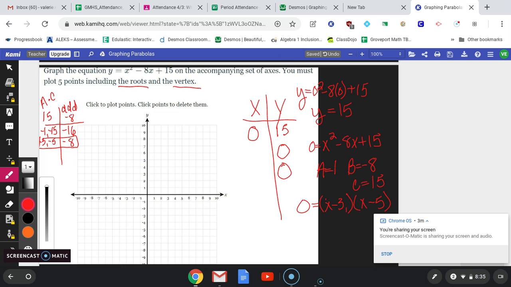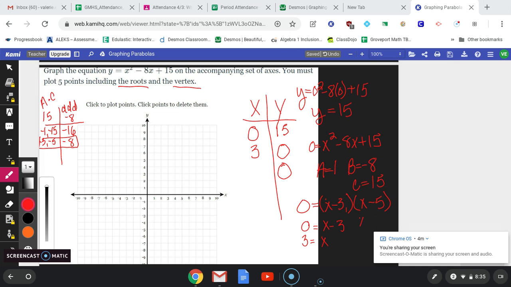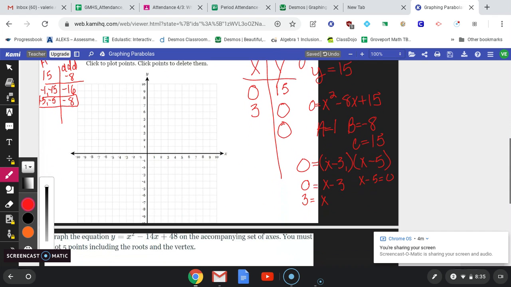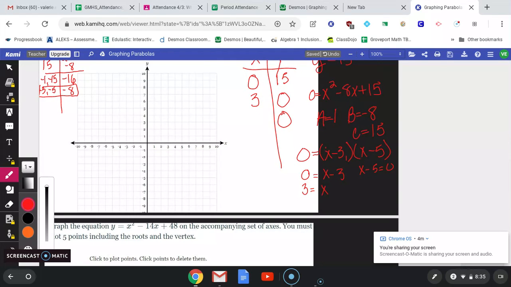Now, to solve for the roots, I have to separate them. So this is the zero multiplication property. So 0 equals x minus 3. And I add 3 to both sides, so x equals 3. So that's one of them. And then I do x minus 5 equals 0. And add 5, so x equals 5. So I have my two roots. So let's put those up here. 3 and 5.